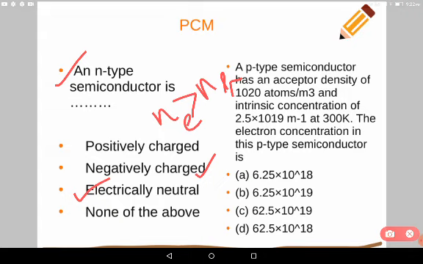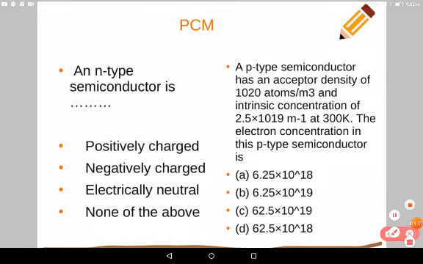And the next question is, a p-type semiconductor has acceptor density of 10 to the power 20 atoms per meter cube and intrinsic concentration of 2.5 into 10 to the power 19 meter raised to minus 1 at 300 Kelvin. The electron concentration in this p-type semiconductor is. How to do this particular problem? Which is the acceptor here? In p-type semiconductor, the acceptor means NH, right?